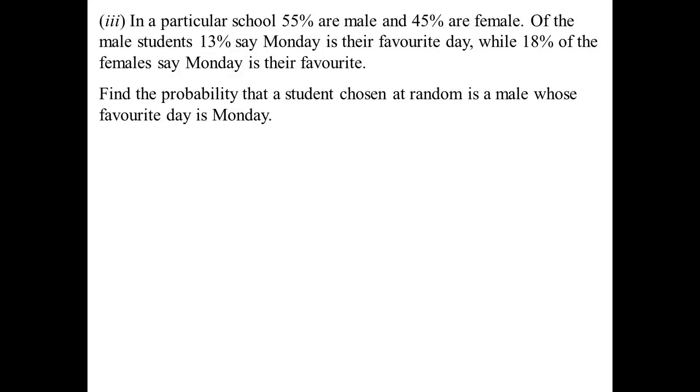In a school, 55% male, 45% female. Now, of the male students, 13% say Monday is their favourite day, while 18% of the females say Monday is their favourite. So what's the probability that a student chosen at random is male whose favourite day is Monday? Well, we know the probability of male is 0.55. Probability of Monday, given that it's a male, so we know it's a male, probability it's Monday, is 13%, so 0.13.